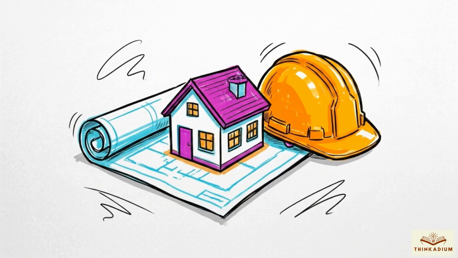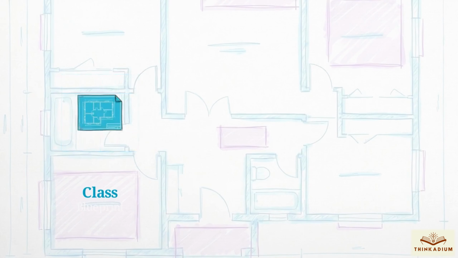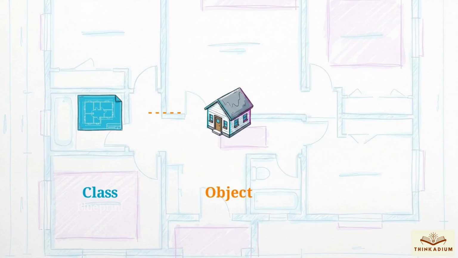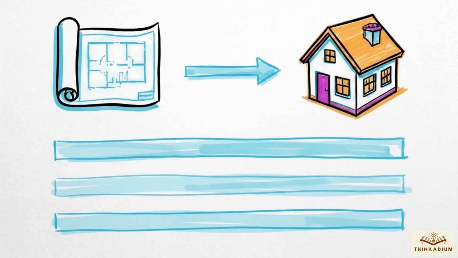These three ideas work together to keep our code clean. The class is the blueprint, the object is the house, and the constructor is the crew that gets it ready for the owner. To recap, a class is your design template.